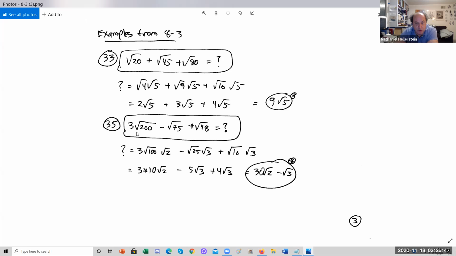Here's 3 root 200 minus root 75 plus root 48. Largest square factor of 200 is 100, so 3 root 100 root 2. Largest square factor of 75 is 25, so root 25 root 3. Largest square factor of 48 is 16, so root 16 root 3. Now this comes out to 3 times 10 root 2 minus 5 root 3 plus 4 root 3. These are like roots. Minus 5 plus 4 is minus 1, so you have a minus root 3. 3 times 10 is 30. So 30 root 2 minus a root 3.